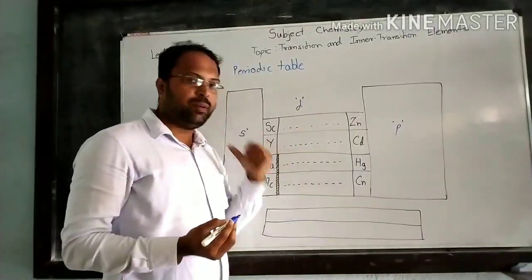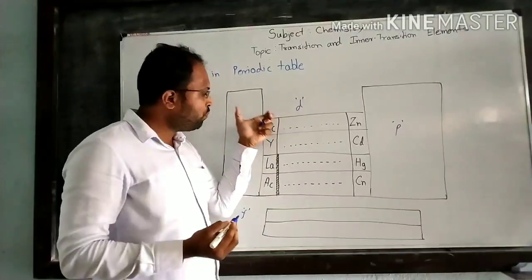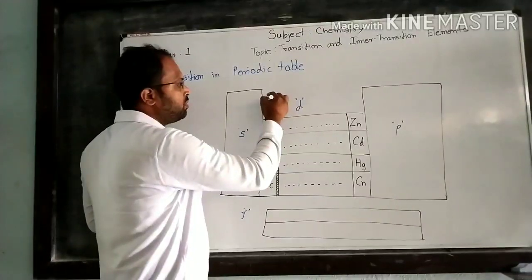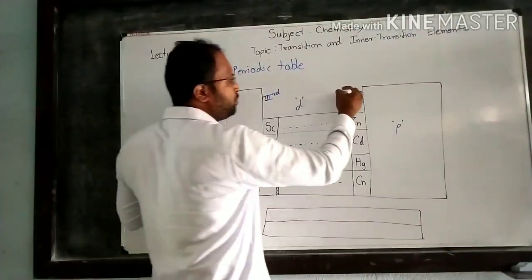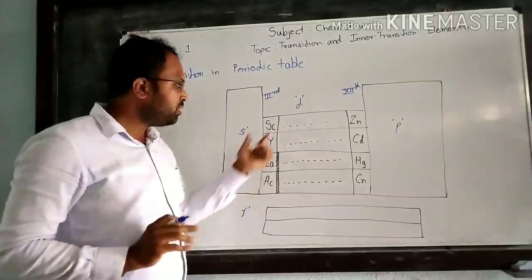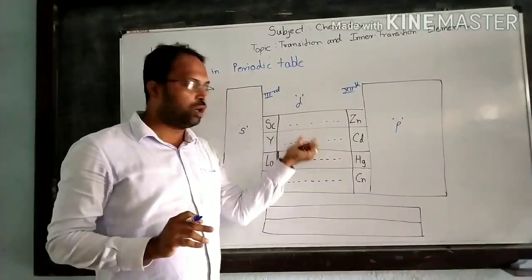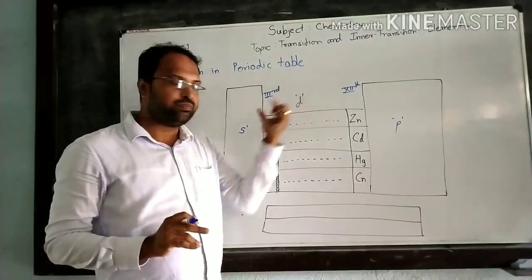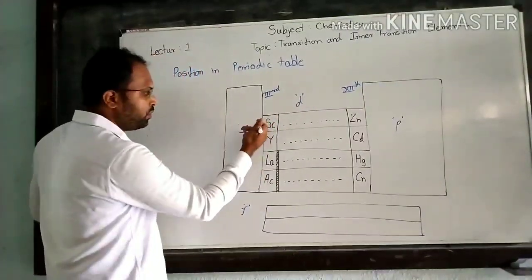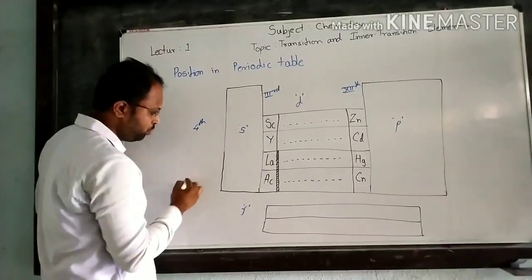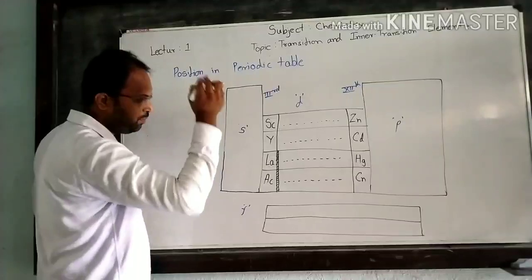In the d block elements, there are ten columns present between the third group to the 12th group. This is the position of the d block elements in between the groups. And in periods, these elements are present between the 4th to 7th period.